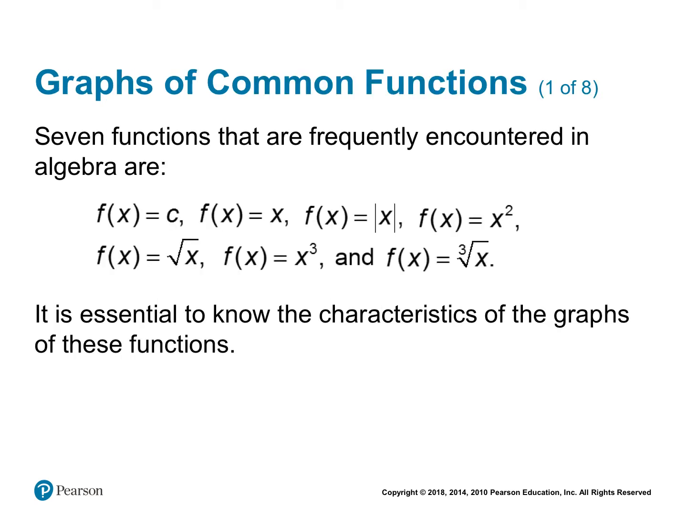So these are the most common ones that you're going to want to memorize what the original graphs look like. So f of x equals c, that just means c is a constant. F of x equals x. F of x equals the absolute value of x. F of x equals x squared. F of x equals the square root of x. F of x equals x to the third. And f of x equals the cube root of x. And I would just look at those graphs and memorize what the original ones look like, which will be on the next slides.